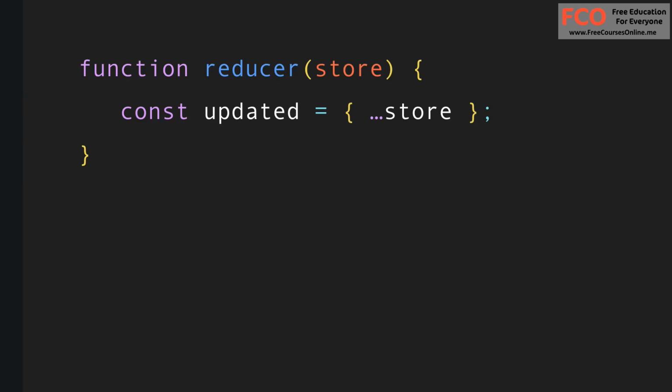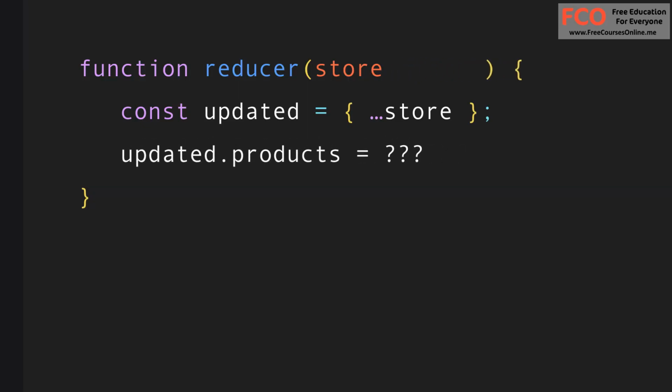Now, this function is called a reducer. I know, the name is a bit weird, and a lot of people have complained about it, but let's not worry about it for now. All that matters is that a reducer is a function that takes the current instance of the store and returns the updated store. Now, here's a question. How does the reducer know what properties in the store it should update? Should it update the shopping cart, or the current user, or the list of products?